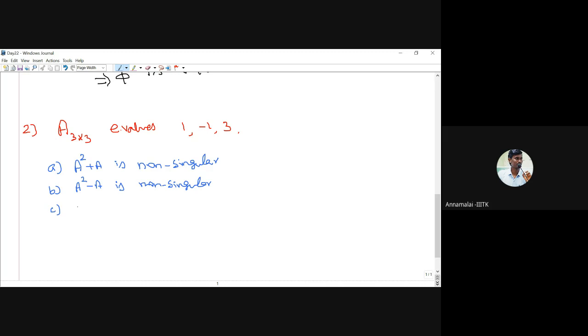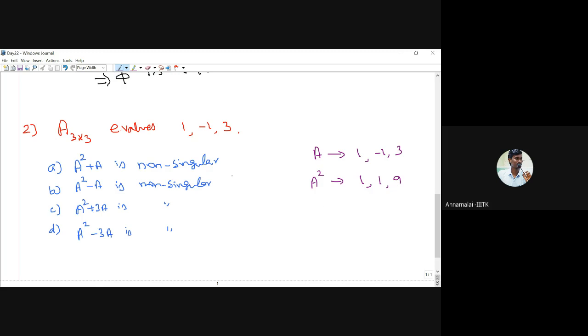The third option is A squared plus 3A is non-singular. And the fourth option is A squared minus 3A is non-singular. So which of the following is true? Now we have to find the eigenvalues of each option. We know the eigenvalues of A: 1, -1, 3. What are the eigenvalues of A squared? Just square each eigenvalue. So 1 squared is 1, -1 squared is 1, 3 squared is 9. So 1, 1, 9 are the eigenvalues of A squared.